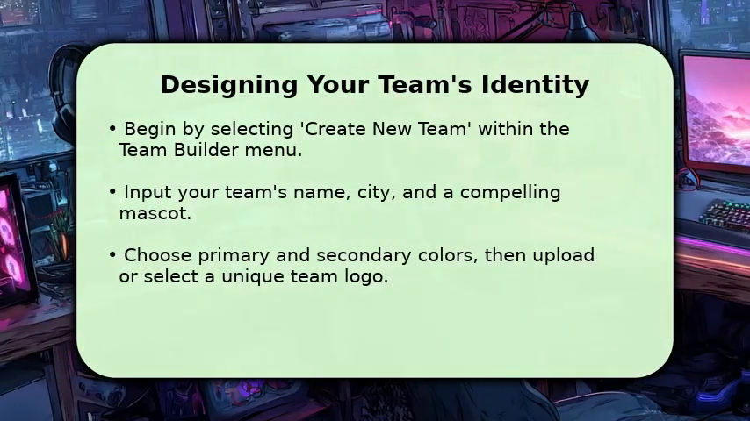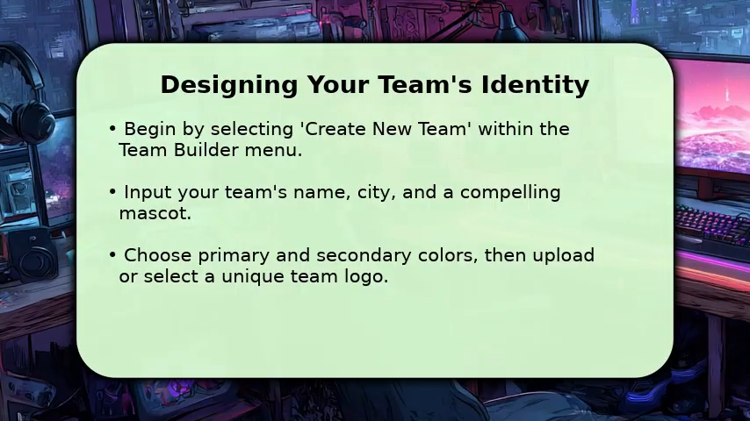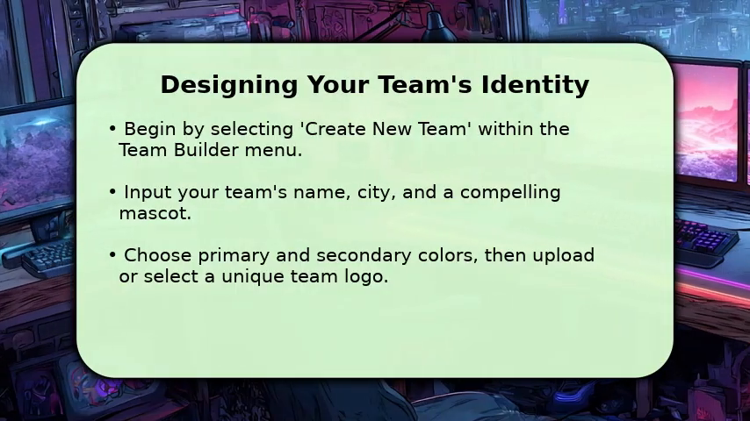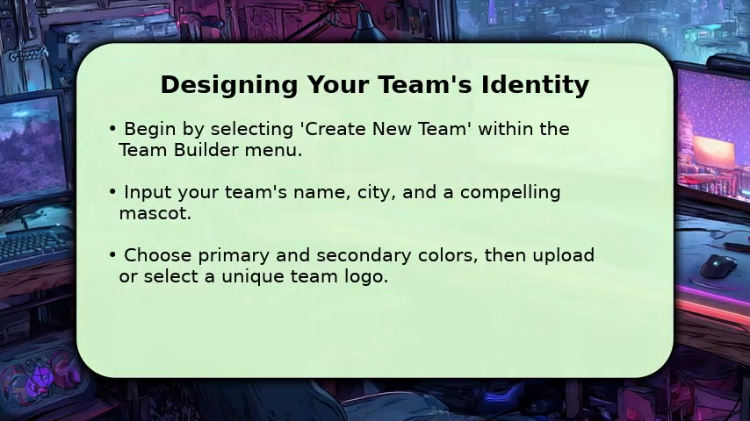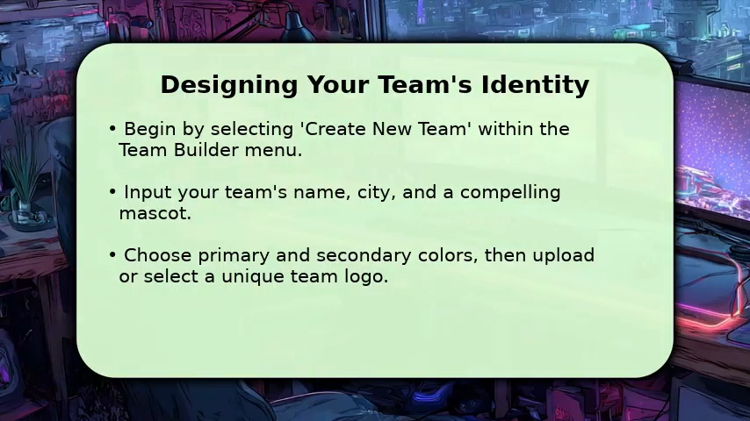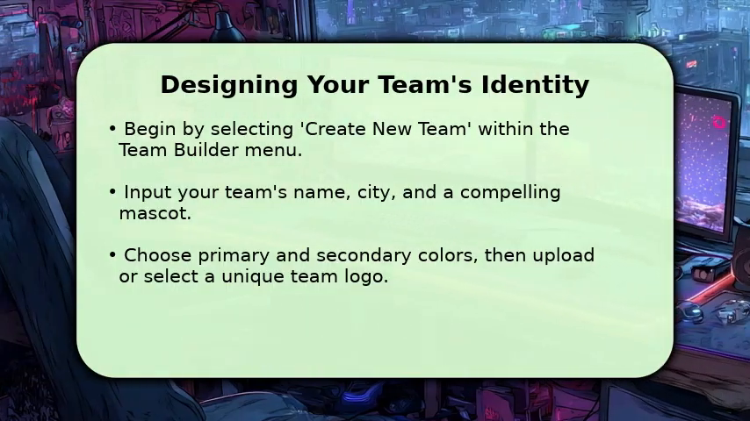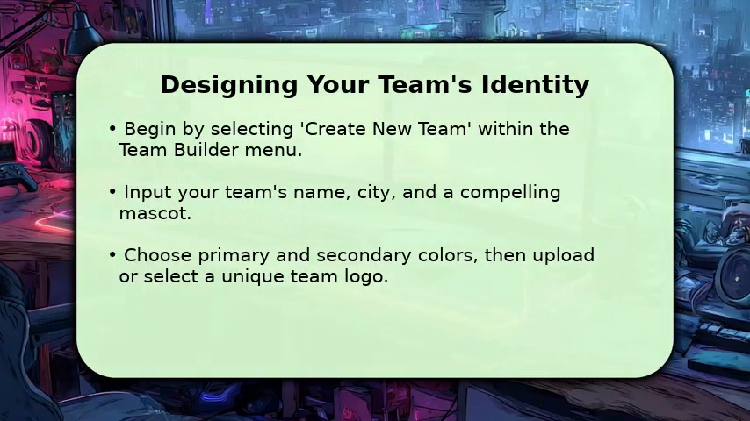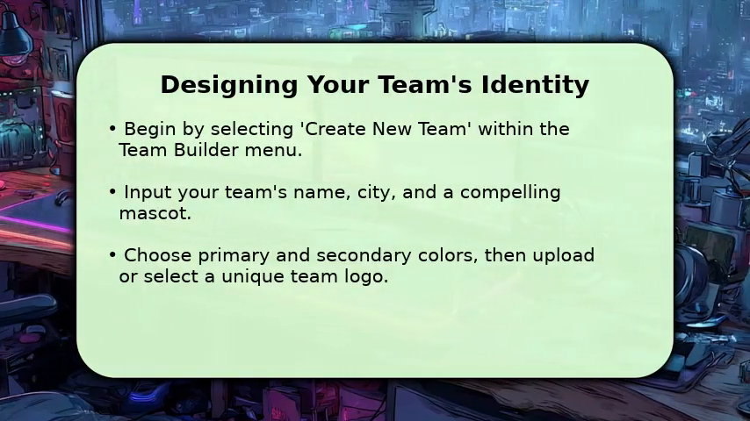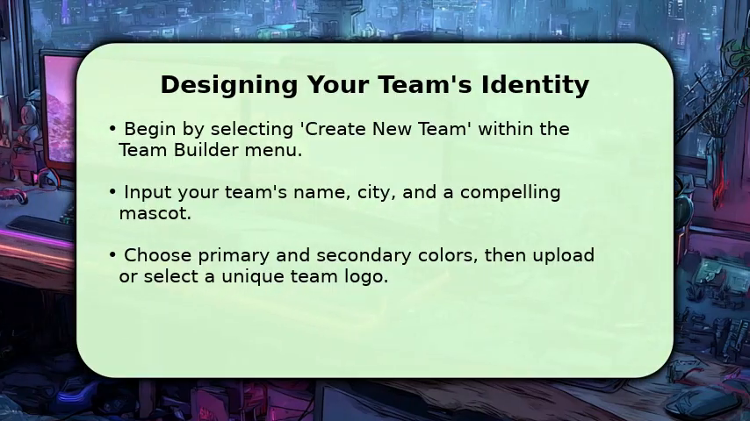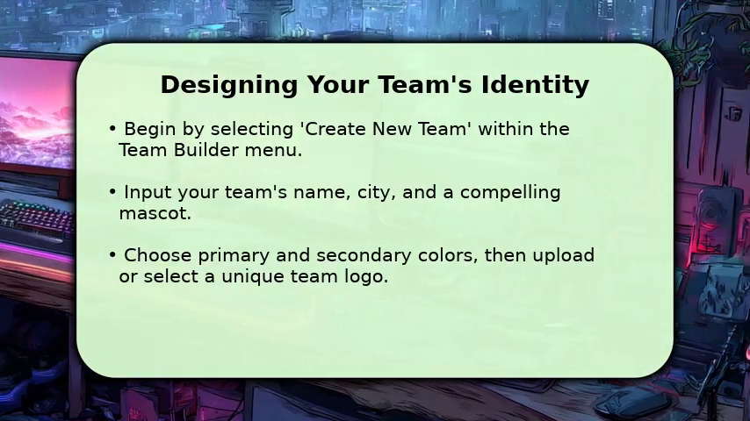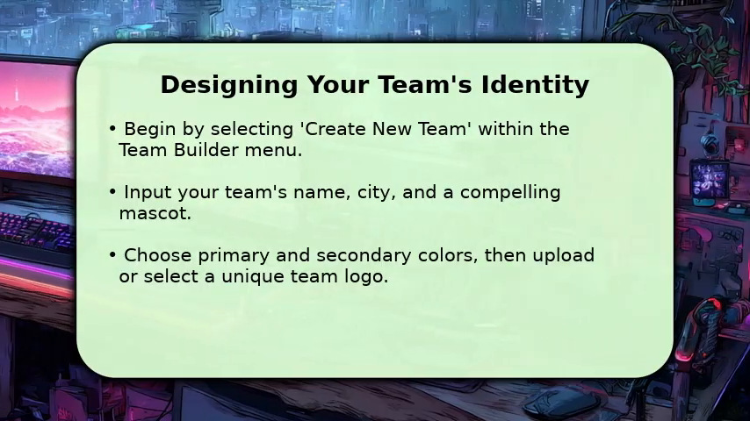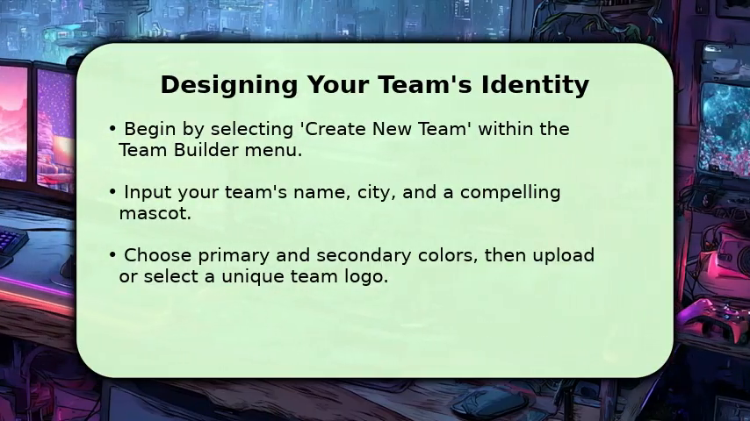Start by navigating to the Team Builder menu and selecting the Create New Team option. Here, you will define your program's core identity, including a unique name, home city, and a fitting mascot. Carefully choose your team's primary and secondary colors, ensuring they reflect your vision. You can also upload or select a custom logo. Finally, set your team's initial prestige level, which impacts recruiting and game difficulty.